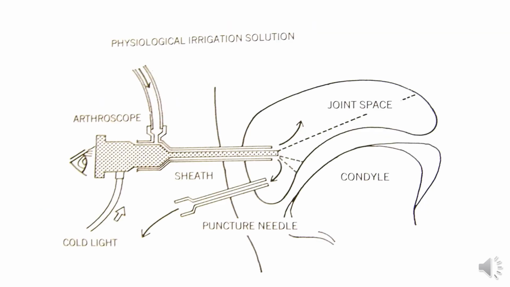So this is a picture of an arthroscopy, how it is being done. You can see the arthroscope. You can see a trocar being placed into the joint space, and then irrigation is being done in the joint space. A light source can also be connected. You can see a cold light source to visualize exactly what is happening inside, and it can be very precise.